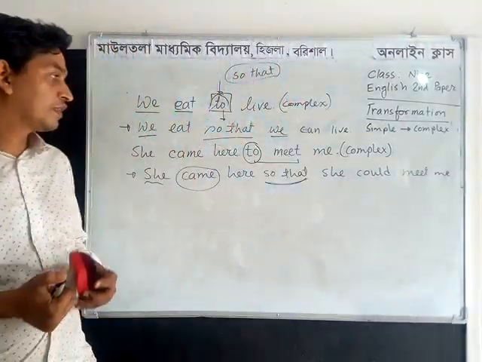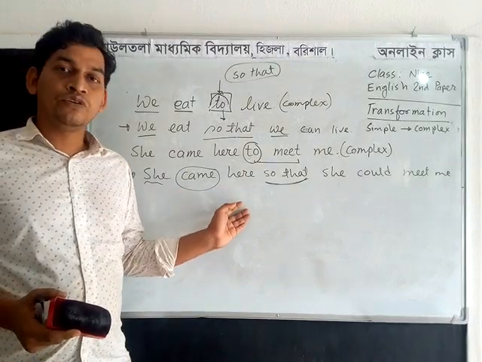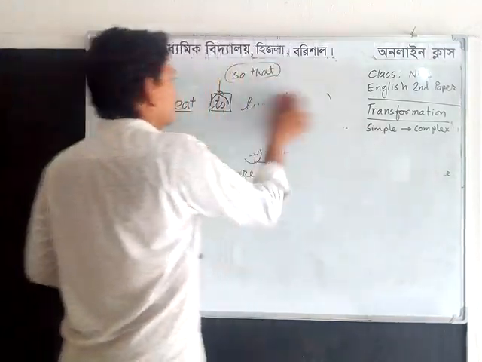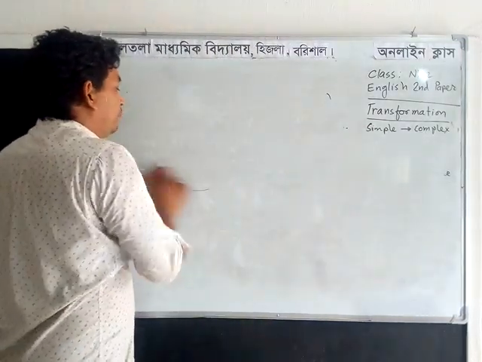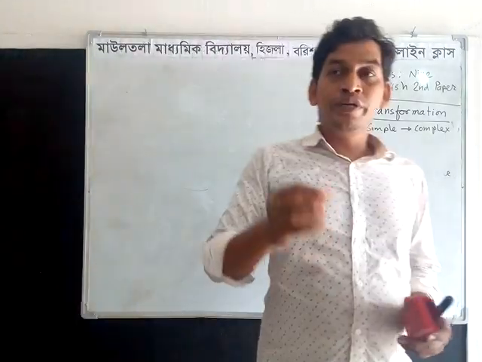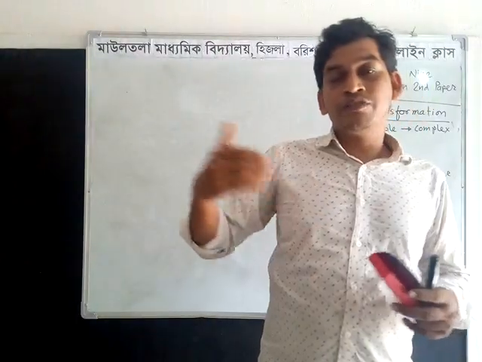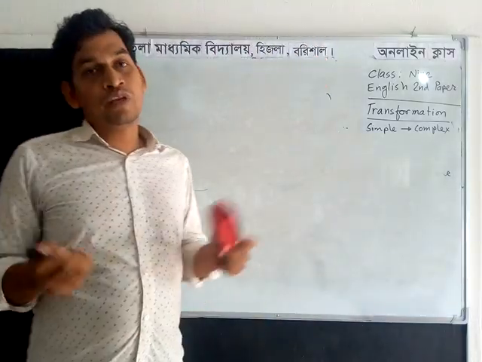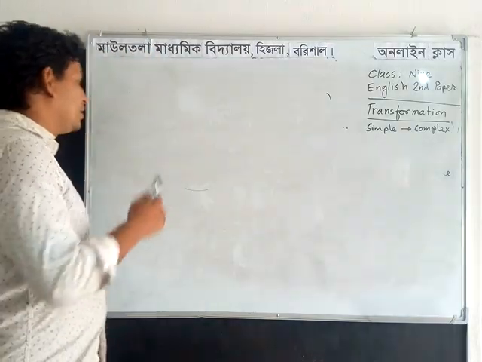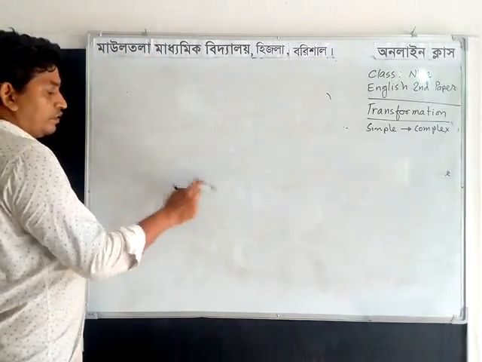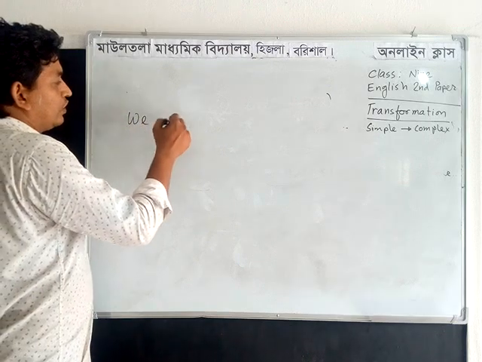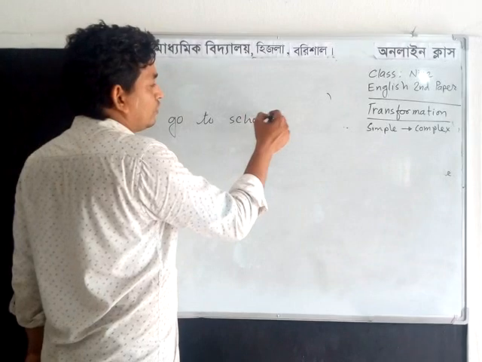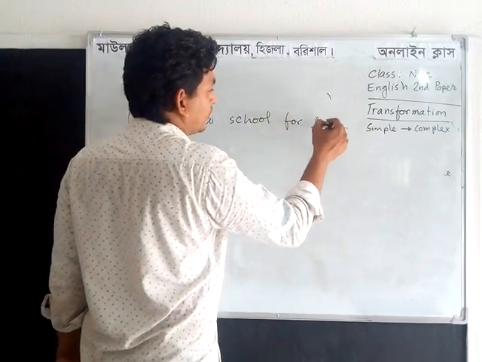Dear student, this is another example of using to. Let's enjoy another question. Besides the infinitive form, we can use so that if there is for plus noun plus ing. After for, if we notice any gerund form, we can use so that. So for example, we go to school for learning.